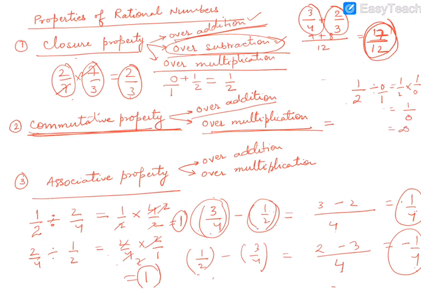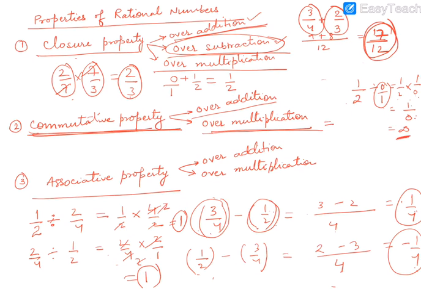1 upon 2 divided by 0, 0 means 0 upon 1, so when we convert this sign into multiplication, the reciprocal of 0 upon 1 will become 1 by 0, so 1 ones are 1, 2 into 0 is 0, so 1 by 0, answer is infinite. We cannot get the answer when the divisor is 0.